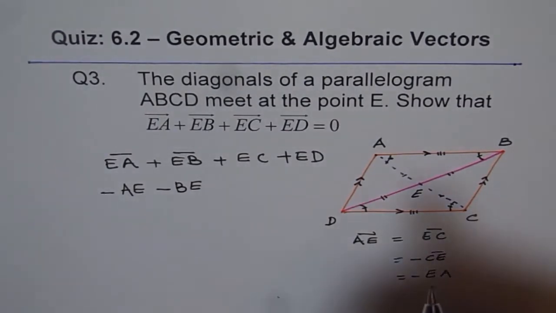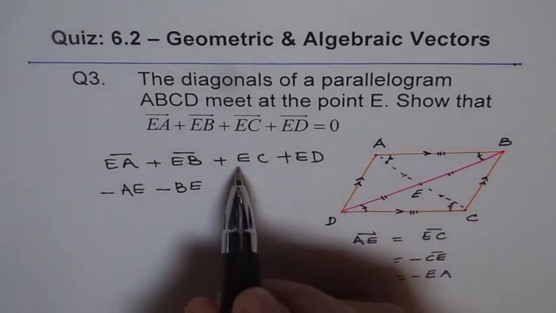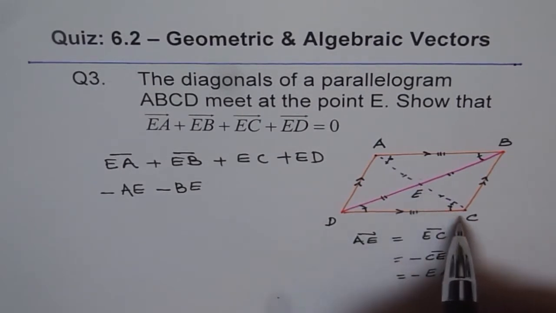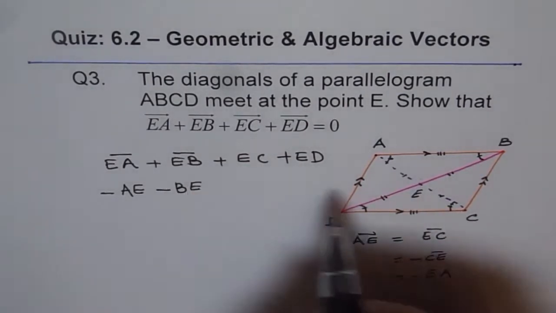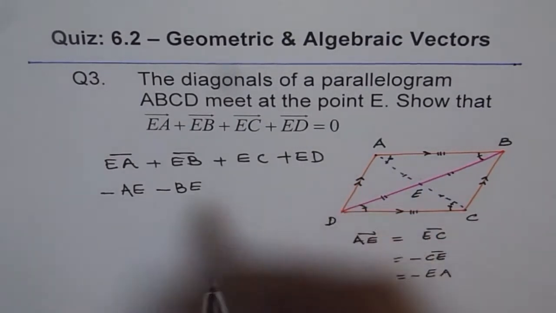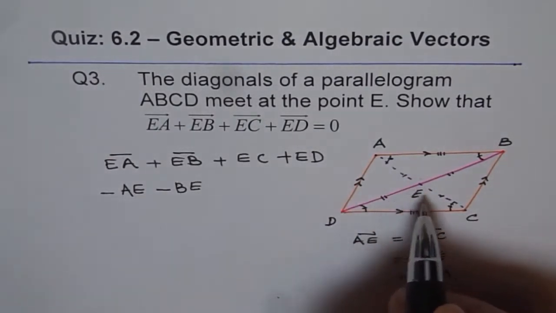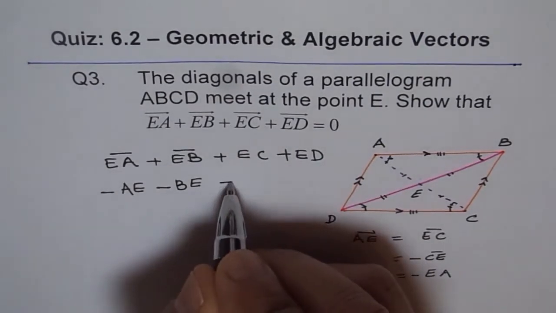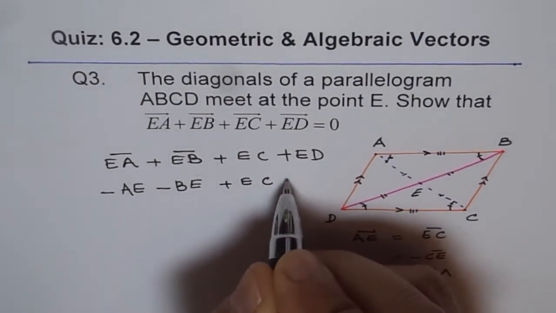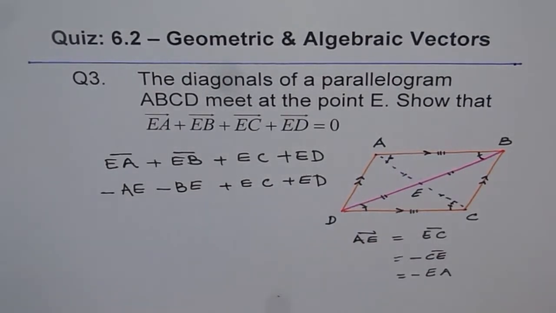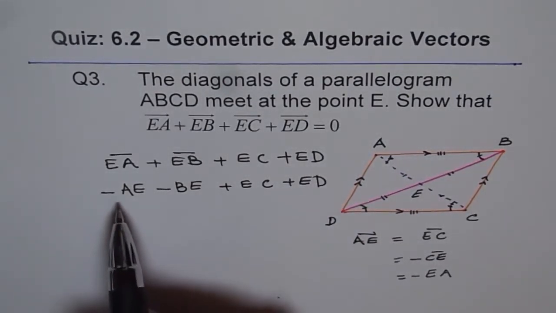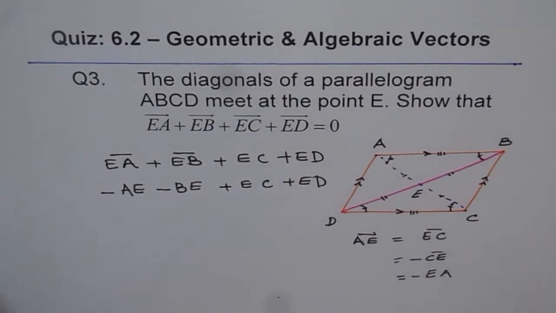So EC, E to C, we'll keep as such. We have already reversed two vectors, right? And when we add those reverse vectors, the opposite vectors will get 0. So we have plus EC plus ED, right? What we did was we reversed and wrote with the negative sign. We wrote opposite vectors for two of our vectors out of these 4. Now look at it.